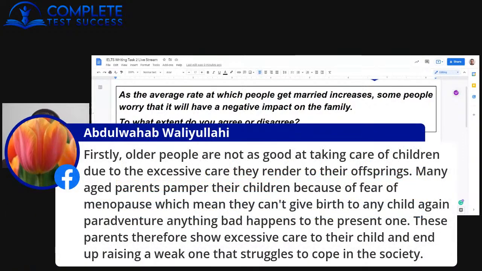Salvi, you're very welcome. Abdul Wahab: "Firstly, older people are not as good at taking care of children due to the excessive care they render to their offsprings." That's quite complicated. The vocabulary here doesn't make that sentence very clear, Doctor. "Many aged" parents, again, aged is a word that's coming up a lot here, but we would just say older. We wouldn't use it like that. "Many aged parents pamper their children because of fear of menopause, which means that they can give birth to any child. They can't give birth to any child again."